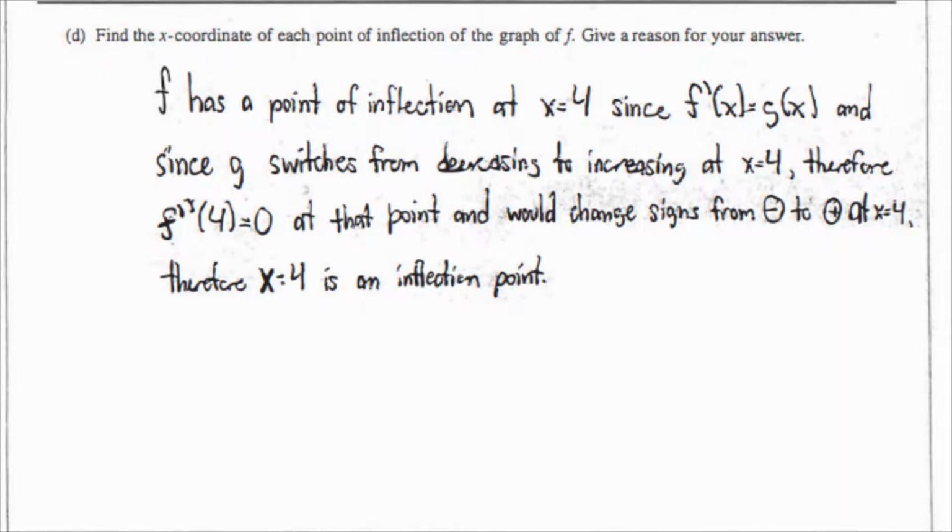The student wrote that f has a point of inflection at x equals 4 since f prime of x equals g of x, and since g switches from decreasing to increasing at x equals 4. Therefore, f double prime of 4 equals 0 at that point, and would change signs from negative to positive at x equals 4. Therefore, x equals 4 is an inflection point. So they got 1 point for correctly identifying the point of inflection, and then they also got their second point from having a reasonable explanation stating that f prime of x is equal to g of x, and that the g graph switches from decreasing to increasing.